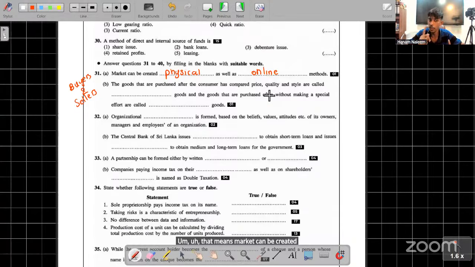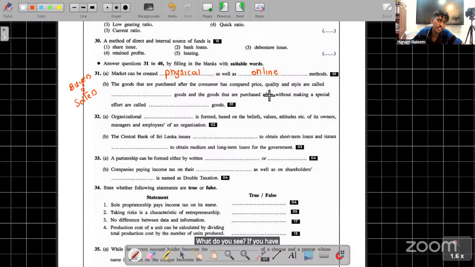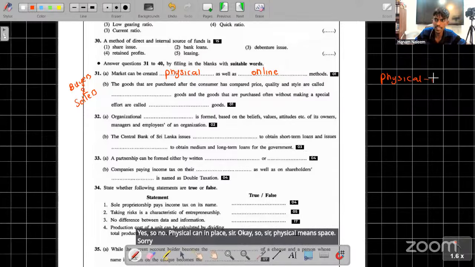Now be careful. I thought someone would say, if you have written place and space, is that correct? What do you say? If you have written the words place and space, would it be correct? Yes or no? Sir, physical means place, and if it is online, the other word we say is space. Then why is it wrong?